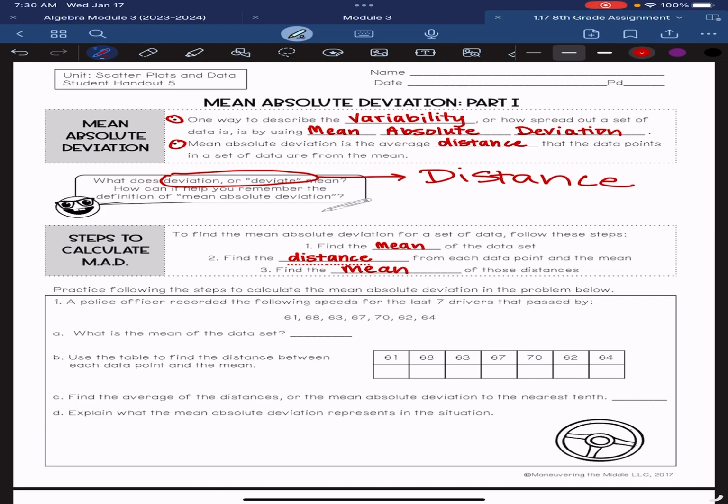So basically what we are looking for is the distance each data point is from the mean of the data. Here are our steps to calculating mean absolute deviation. That's where we're at right now. We are going to find the mean of the data set. We are then going to find the distance from each data point to the mean. And then we're going to find the mean of those distances. So those are our 3 steps to finding mean absolute deviation.